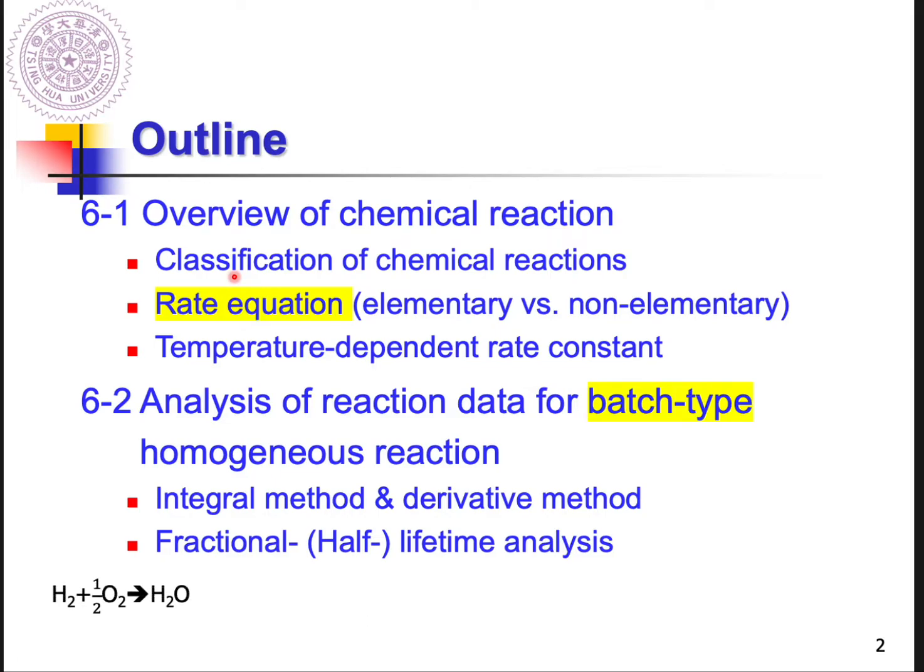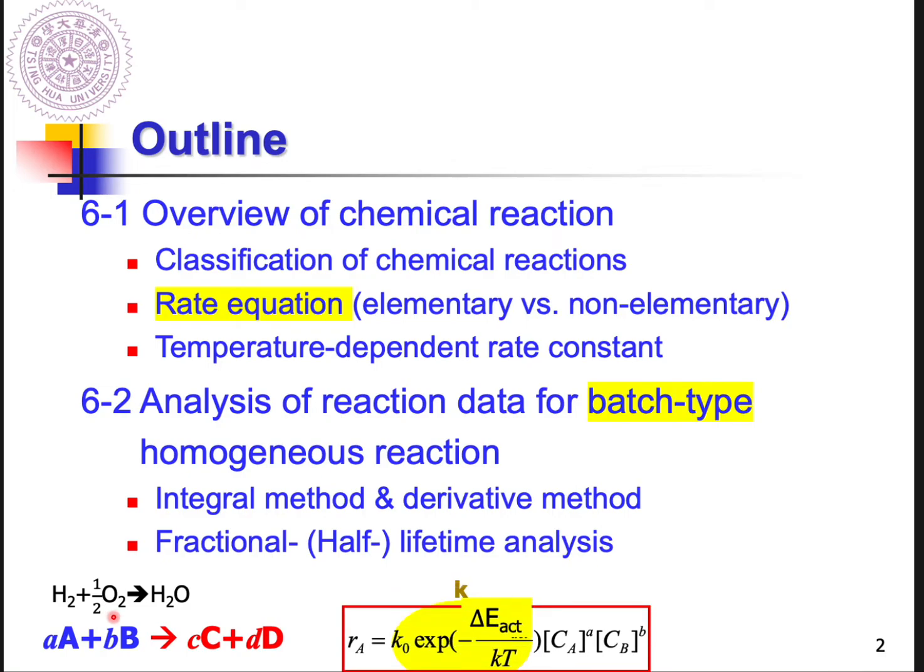For example, take an interesting chemical reaction expressed like this: hydrogen reacts with oxygen, then you get water. Based on this, yes, you have a chemical equation, but how do you get the rate equation? Can we directly formulate the rate equation based on the chemical equation we have? Not exactly, right? It's related, but not exactly.